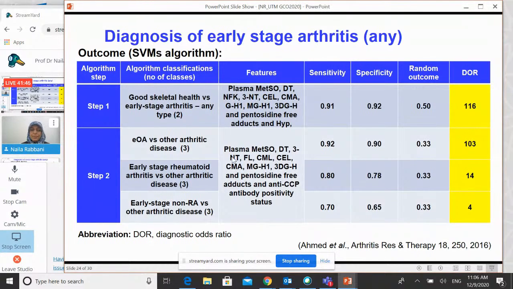For typing, we have almost similar features, but this time anti-CCP antibody positivity was also used to get the typing of these arthritis. And again, as you can see, the DOR for early OA is 103, rheumatoid 14, and non-RA 4. Using this blood test or diagnostic algorithm, we can conclusively separate, very early on, the person with impaired skeletal health, and then type which kind of skeletal health impairment they are going to go on to suffer.